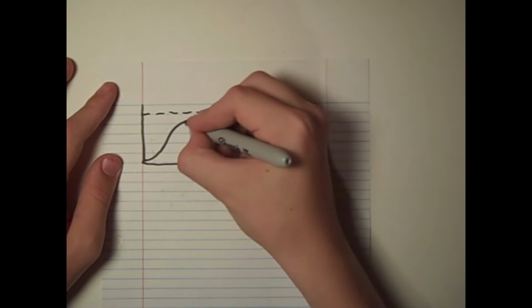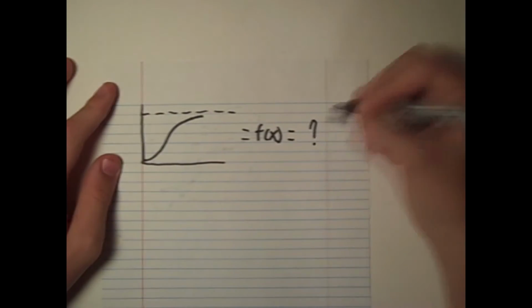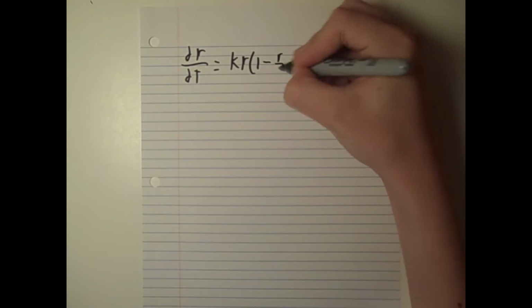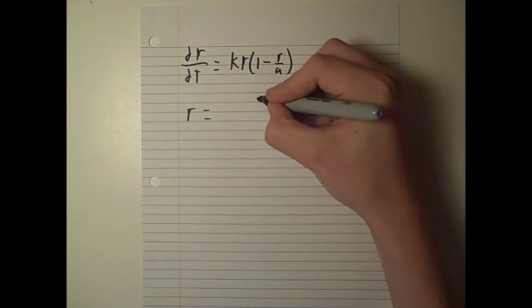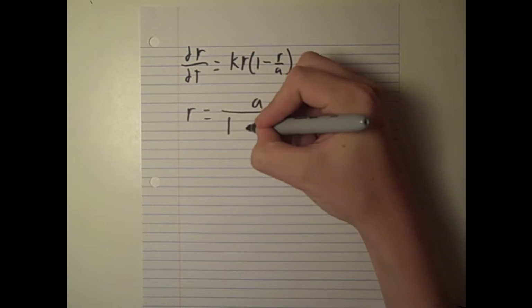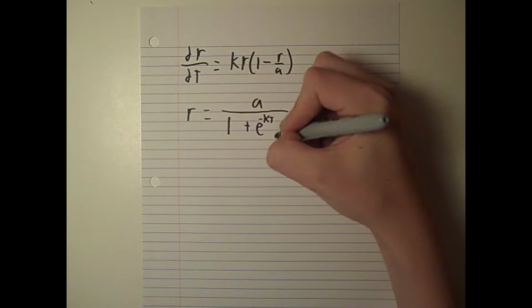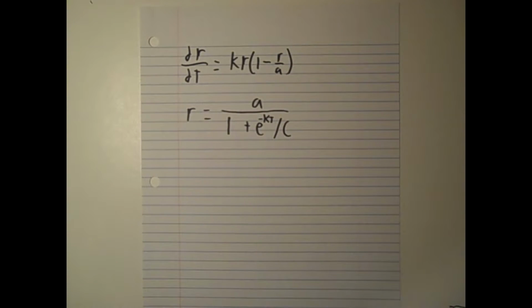The equation that can tell us the exact population at a point, not just the change in population. That is, using the same constants as our differential equation, and of course the unknown constant c: a over 1 plus e to the power of negative kt over c. Finding the solution is fairly tricky. You'll just need to memorize it, really.